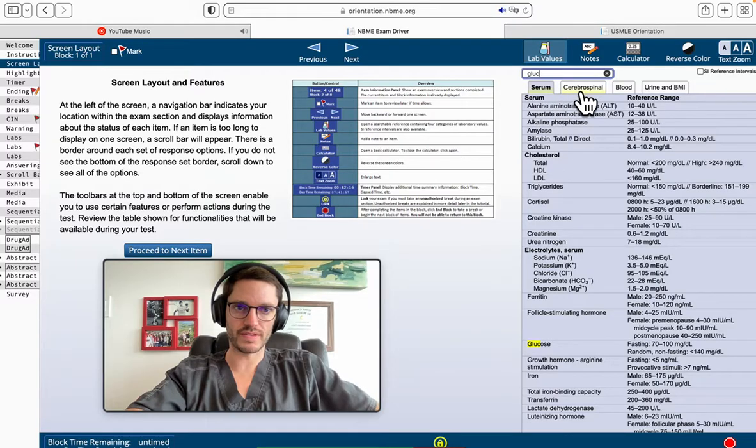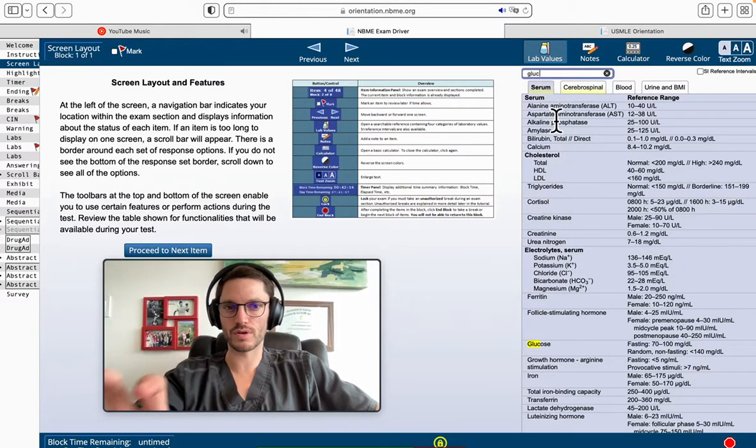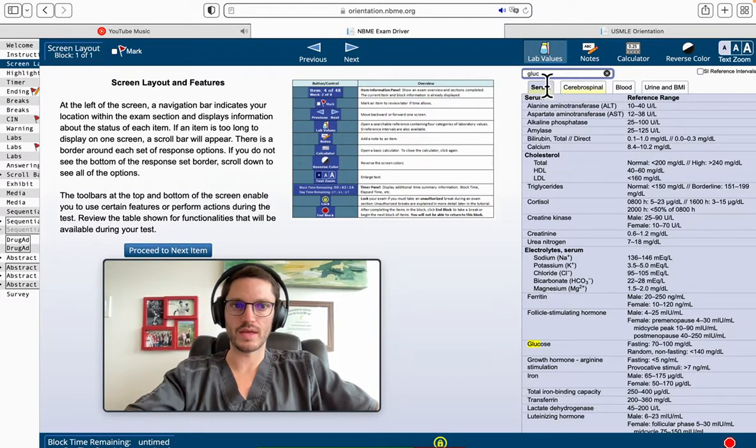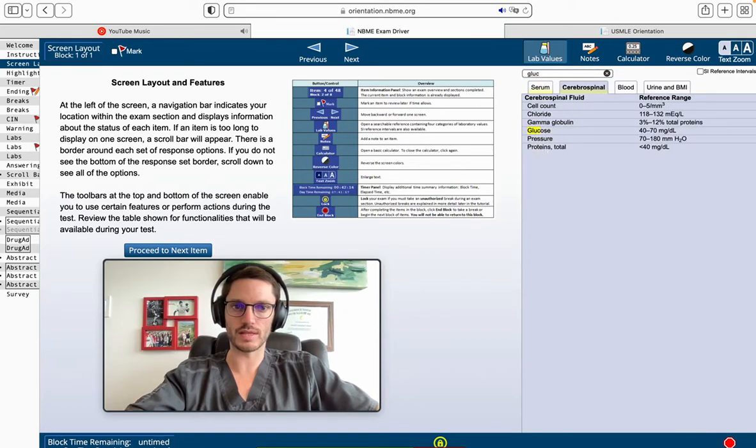So why does this yellow, this highlight, why do they highlight? It's because the word glucose is found in this section and in this section. So if you're looking for glucose and you're very stressed out with the exam and everything, you want to see the normal range, don't go here because there's no glucose right here. Go here and here. So here will be glucose in the blood, and here will be glucose in cerebrospinal fluid. That's the way it functions with everything.